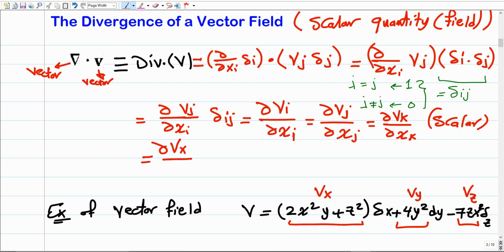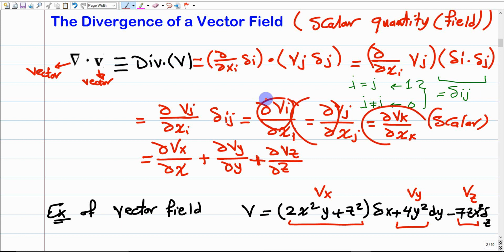So what I'm going to do is find the partial derivative of Vx with respect to x, plus the partial derivative of Vy with respect to y, plus the partial derivative of Vz with respect to z. If you find these derivatives and sum them together, you end up with the divergence of this vector field. Make sense? So this is kind of the proof, or how we can derive this compact form of the divergence of a vector.